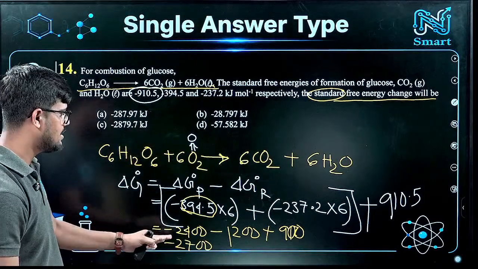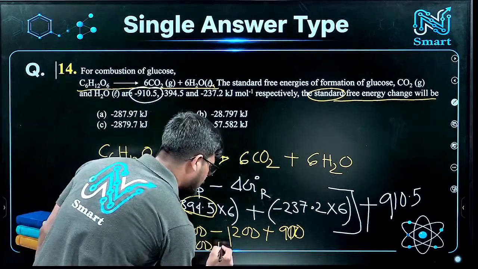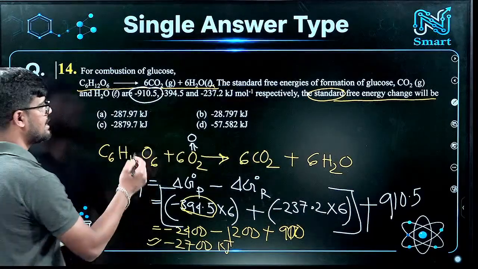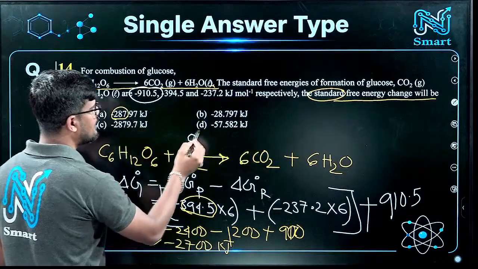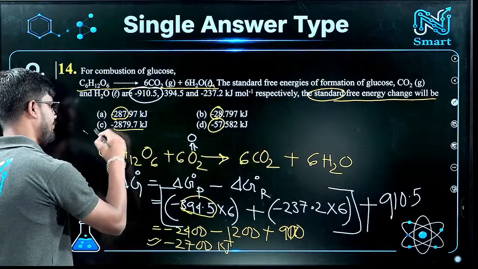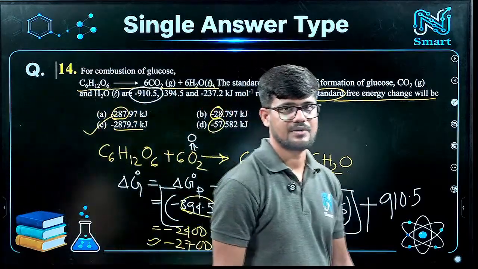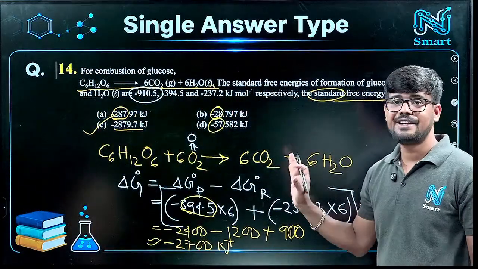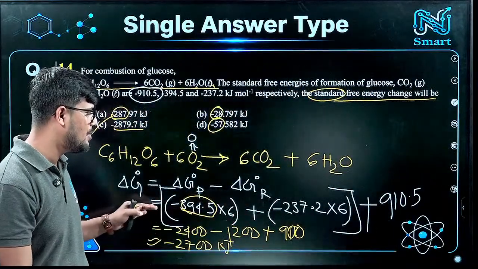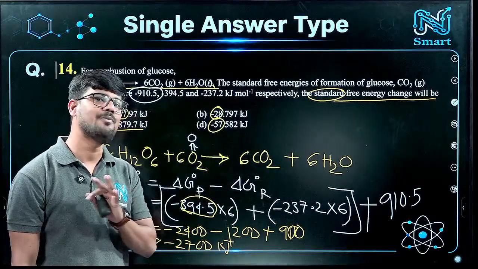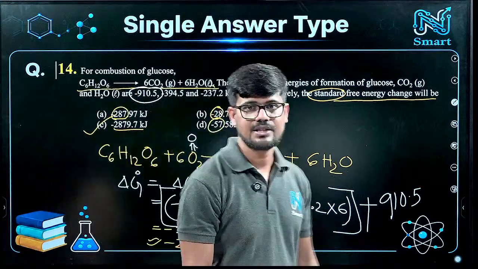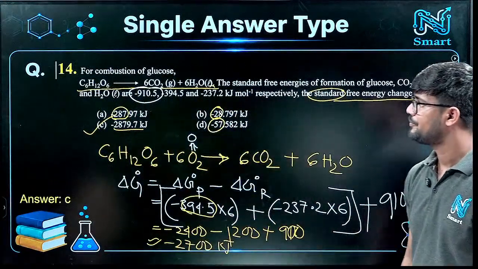Now check the answer, in which case it will be closer. It should be around 2700. Only 2879. Yes. Option C is the correct answer. In NEET, we have a maximum of 1 minute per question. So if you want to do the exact calculation, time will not be enough. Use the approximation method. So in this case, the answer is option C.